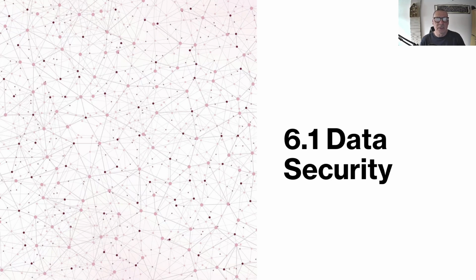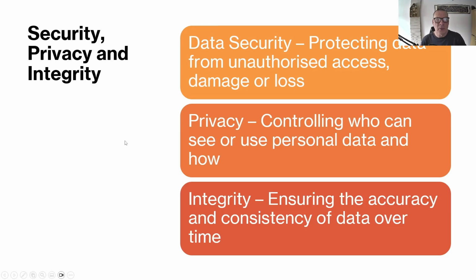Okay, this video looks at data security. It's 6.1 on the CIE 9618 specification. It's one of the series of videos on the whole course, so please check out those videos. In this one we look at security of the data, privacy and integrity.